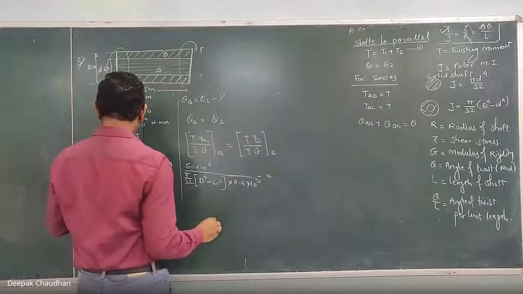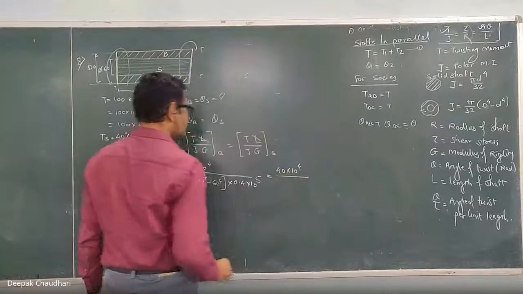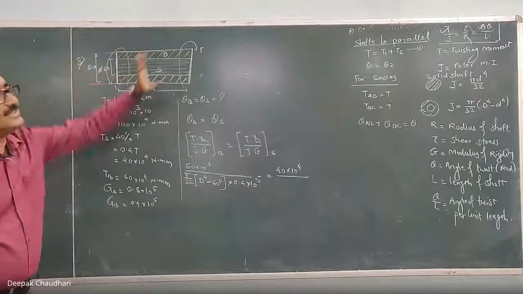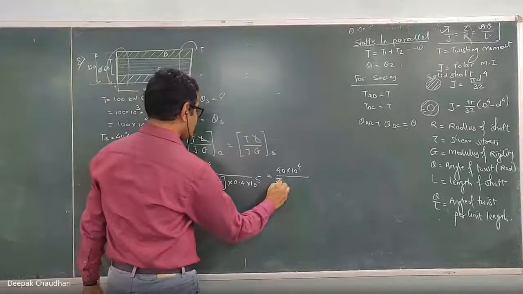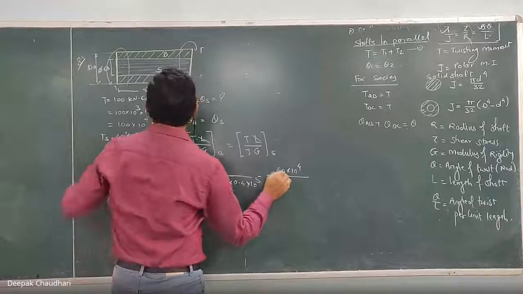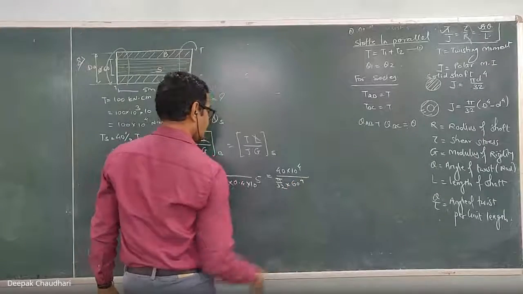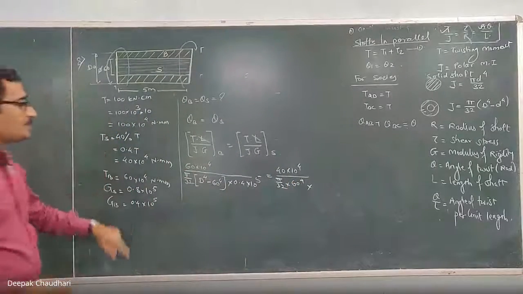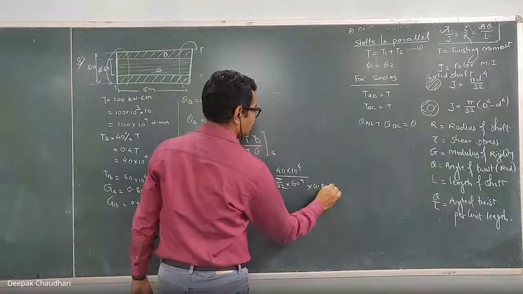Now, load shared by the steel is 40 into 10 raised to 4 upon polar moment of inertia for the steel. Now, steel is a solid circular rod for which the polar moment of inertia is pi by 32 into its diameter raised to power 4, that is 60 raised to power 4. Here into G, G for the steel, it is 0.8 into 10 raised to 5.